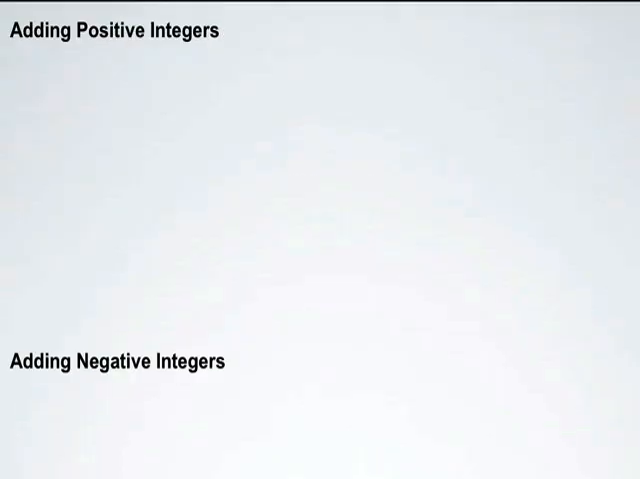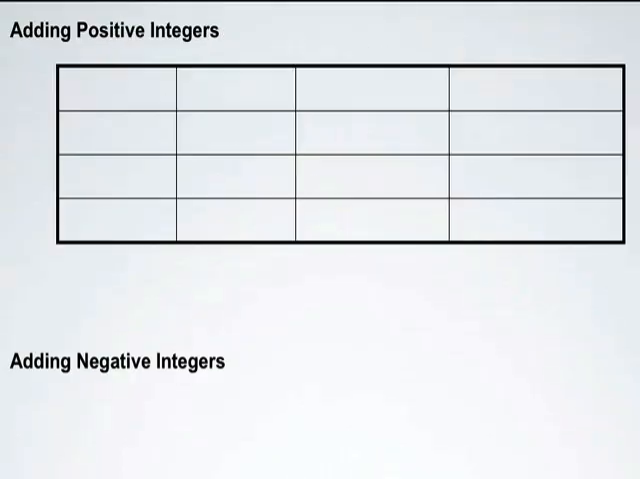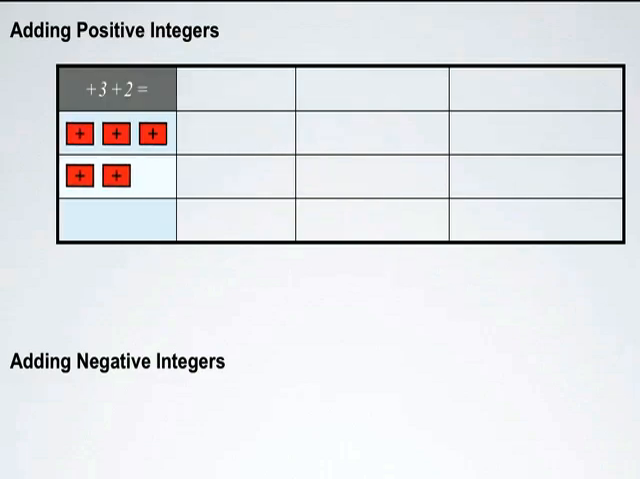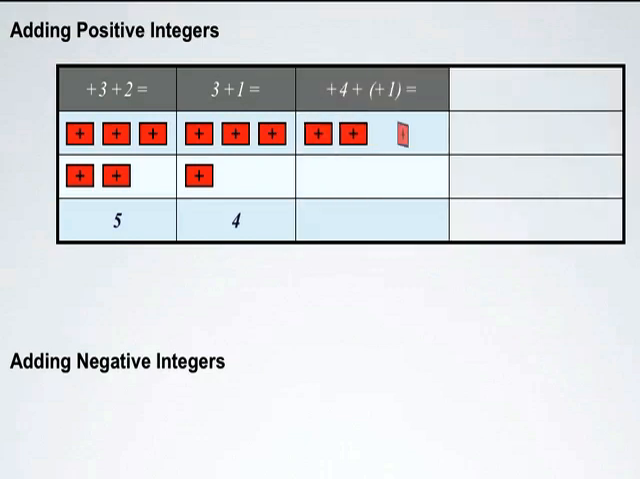If now we look at adding integers together, adding positive integers is something we're probably comfortable with, but we can still model it using the tiles. So positive 3 plus positive 2 would be 3 red, 2 red, which would give us 5 red tiles, or positive 5. 3 plus 1 would be 3 red and 1 red to give us 4 red, or positive 4.